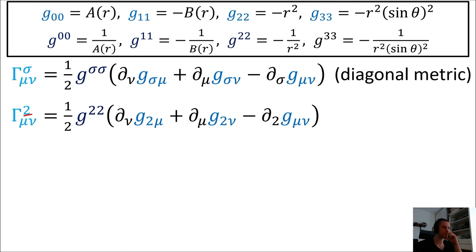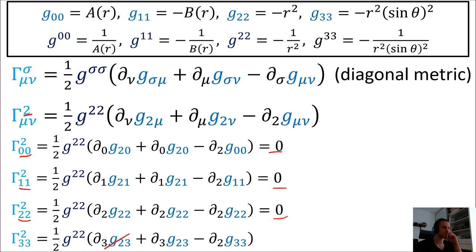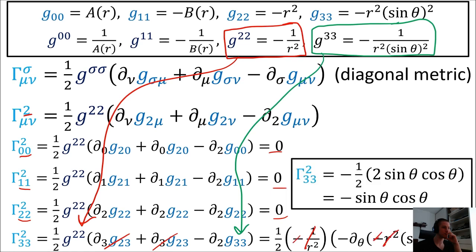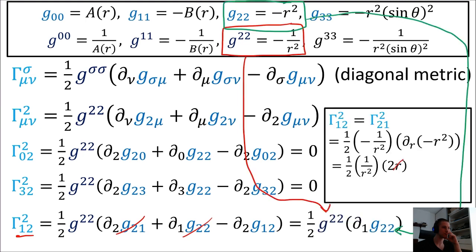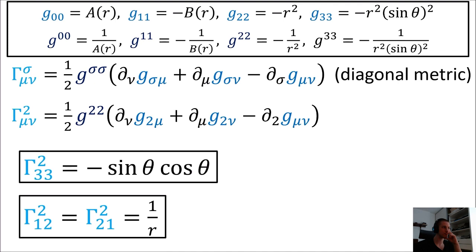For the 2 on top coefficients, having 0, 0, 1, 1, or 2, 2 on the bottom all give 0. But 3, 3 on the bottom gives us negative 1 over r squared for the inverse 2, 2 components, and the derivative with respect to theta of the 3, 3 component. The negative 1 over r squared and negative r squared cancel, and the derivative of sine squared is 2 sine times cosine. If one of the lower indices is 2, then having 1, 2 on the bottom gives us a non-zero term, which simplifies to 1 over r. Any other mix of indices on the bottom all go to 0. So these are all the non-zero coefficients with 2 on top.